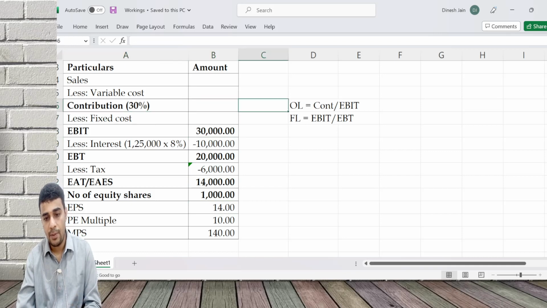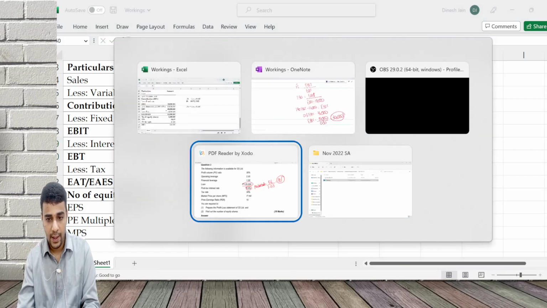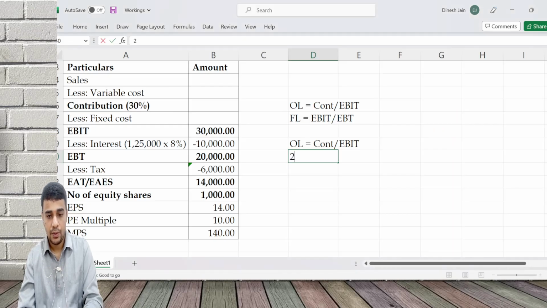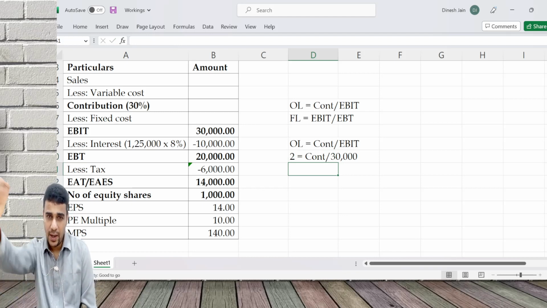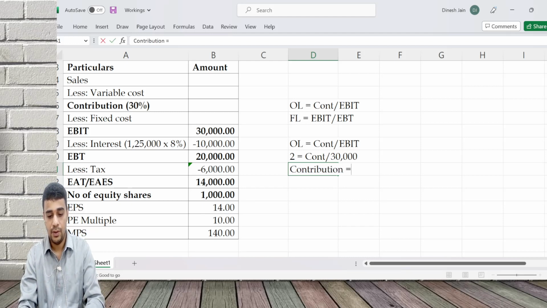We can use the formula of operating leverage. OL is equal to contribution by EBIT. OL given in the question is 2, which is equal to contribution by 30,000. Once you have one of those three items, you can get all the others. Earlier I did not have EBIT. The moment I got EBIT, I can get fixed cost and contribution using operating leverage. So contribution is equal to 2 into 30,000, which is 60,000.